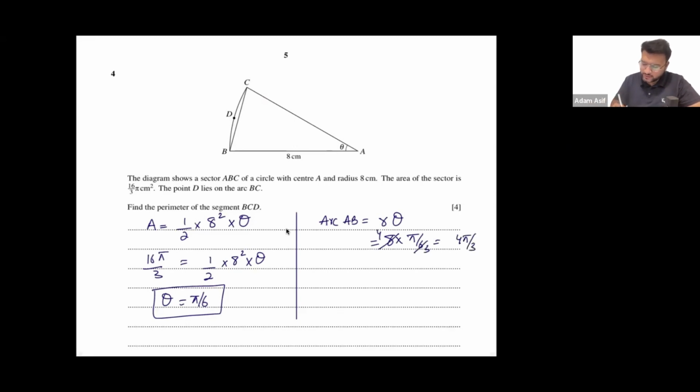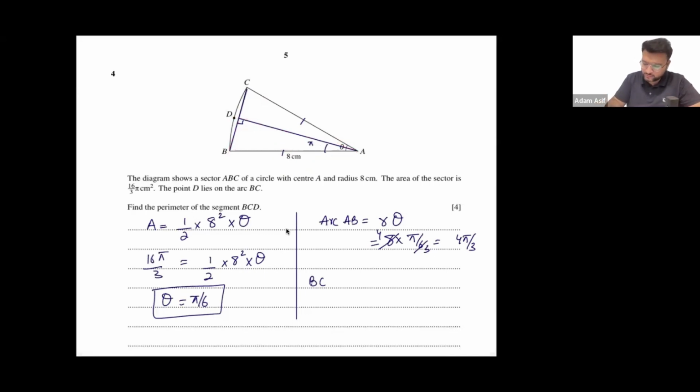And to calculate the length BC, this is an isosceles triangle. If I drop a perpendicular line over here, it's going to bisect the line BC, so this length is half of BC. It's a right angle triangle. The hypotenuse is given. This angle is going to be half of pi by 6, that is pi by 12.